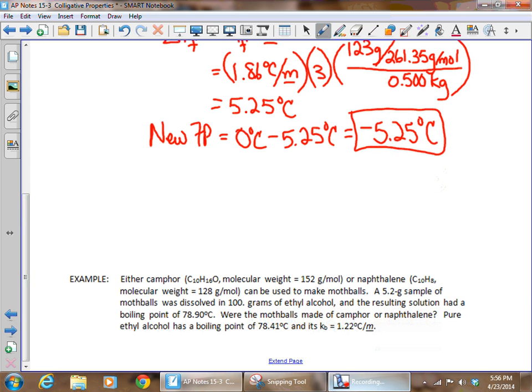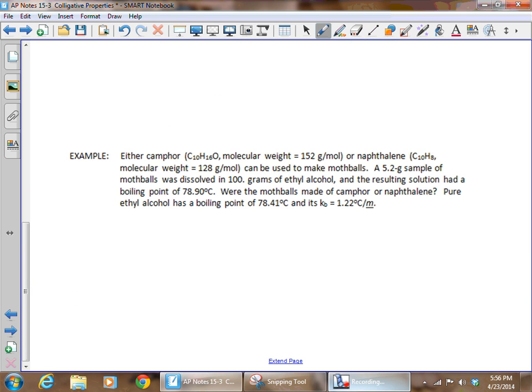So, next example, let's do something that doesn't involve water. It says that we've got either camphor, which has a molecular weight of 152, or naphthalene, which has a molecular weight of 128 grams per mole. Either one of these can be used to make mothballs. We've got a 5.2 gram sample of mothballs, and it's dissolved in 100 grams of ethyl alcohol. The resulting solution had a boiling point of 78.90 degrees Celsius. Were the mothballs made of camphor or naphthalene? Pure ethyl alcohol has a boiling point of 78.41 degrees Celsius, and its Kb is 1.22 degrees Celsius per molal.